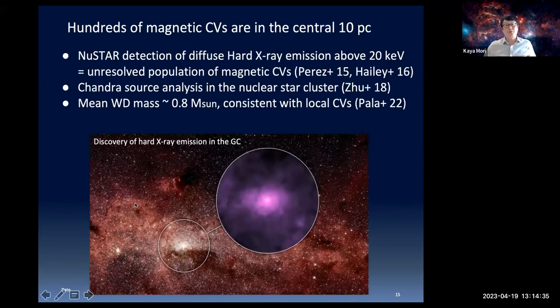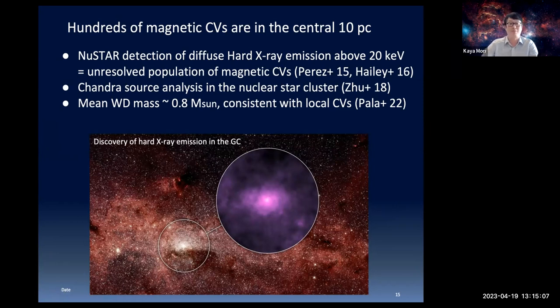Okay, so if you go back to the center 10 parsecs, that's where the nuclear star cluster resides. NuSTAR detected diffuse hard X-ray emission above 20 keV back then. This is one of our press release pictures. That's the NuSTAR 20 to 40 keV image, just showing you this diffuse emission coinciding with the nuclear star cluster region around 10 parsecs from Sagittarius A star.